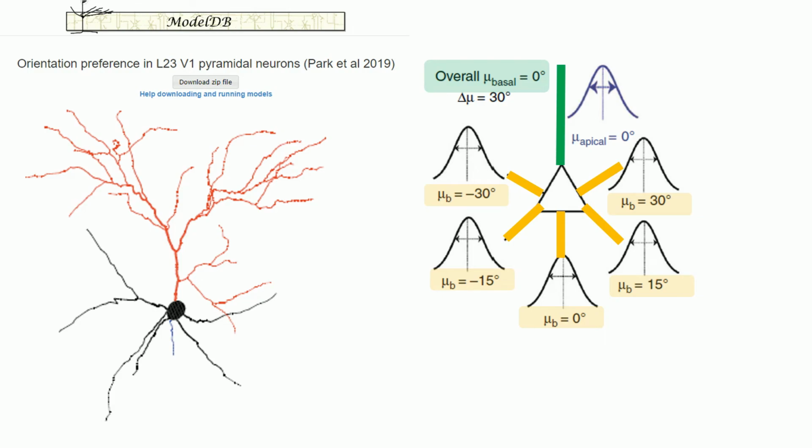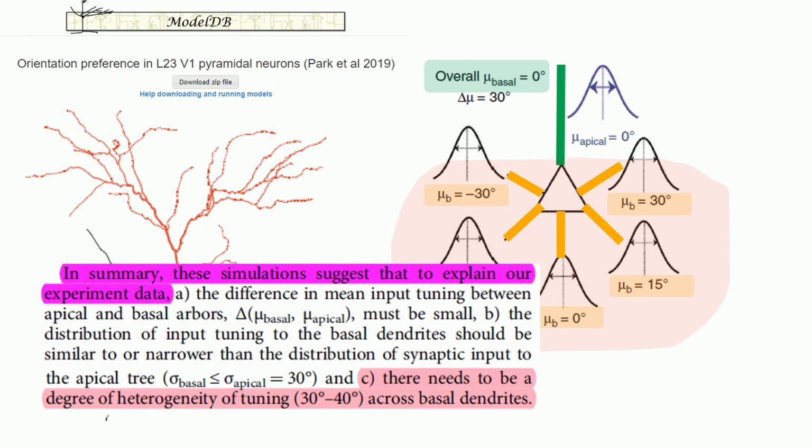This is the central modeling assertion of the paper. The basal dendrites must each have been independently tuned for oriented edges, resulting in a range of different orientation preferences. Reading from their summary, these simulations suggest that to explain our experimental data, there needs to be a degree of heterogeneity of tuning across basal dendrites.